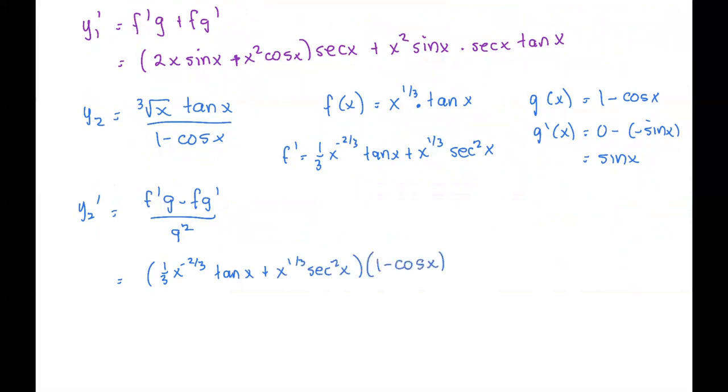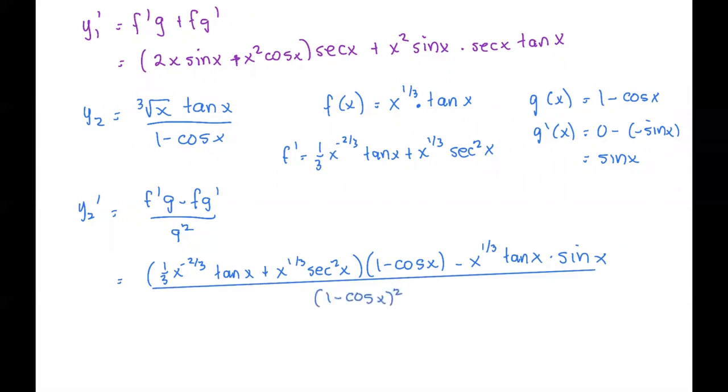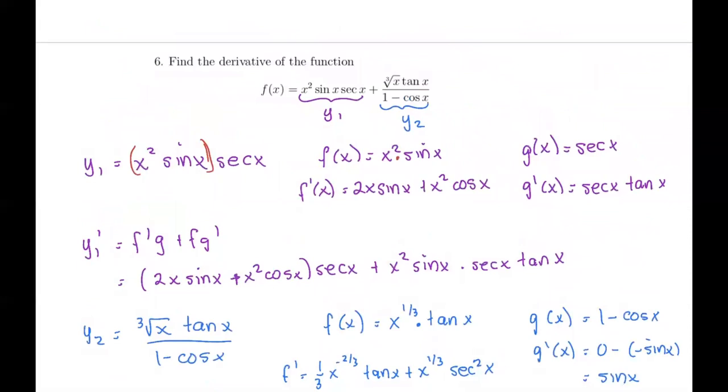Notice I use parentheses because there's a minus, minus f, which is x to the 1/3 tangent x. Don't need parentheses there, times g prime, which is sine x. Don't need parentheses because there's no minus or a plus in between. That's the only time you need parentheses, if there's minus or pluses in between. And then over g squared, which is 1 minus cosine x. And so now my final answer, this is also called f.